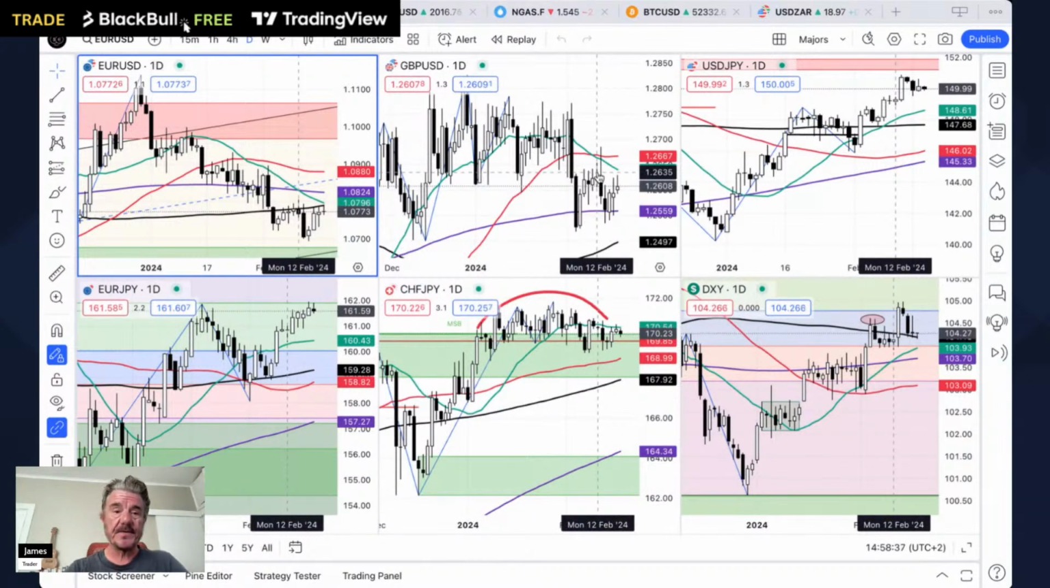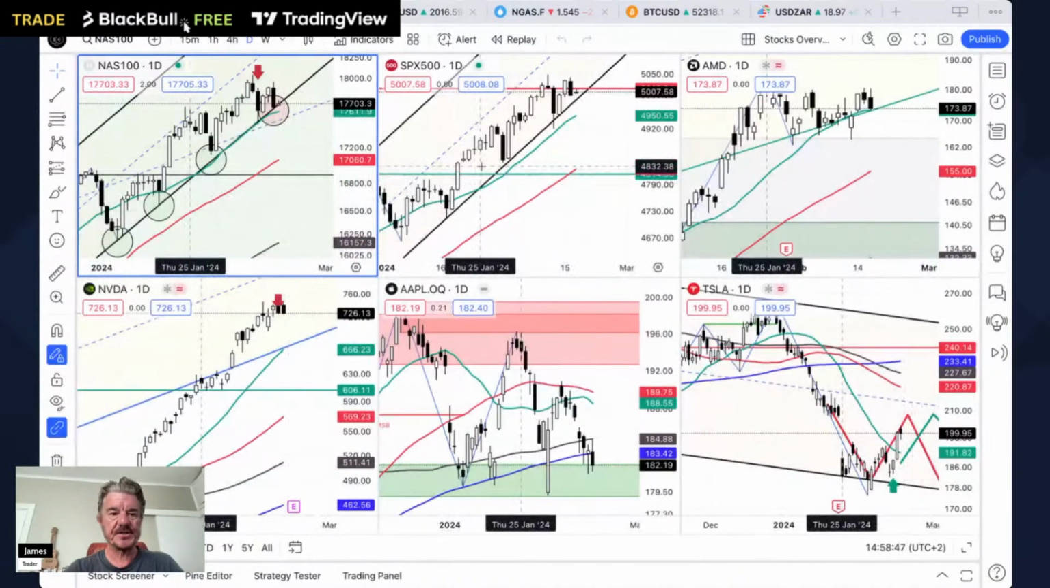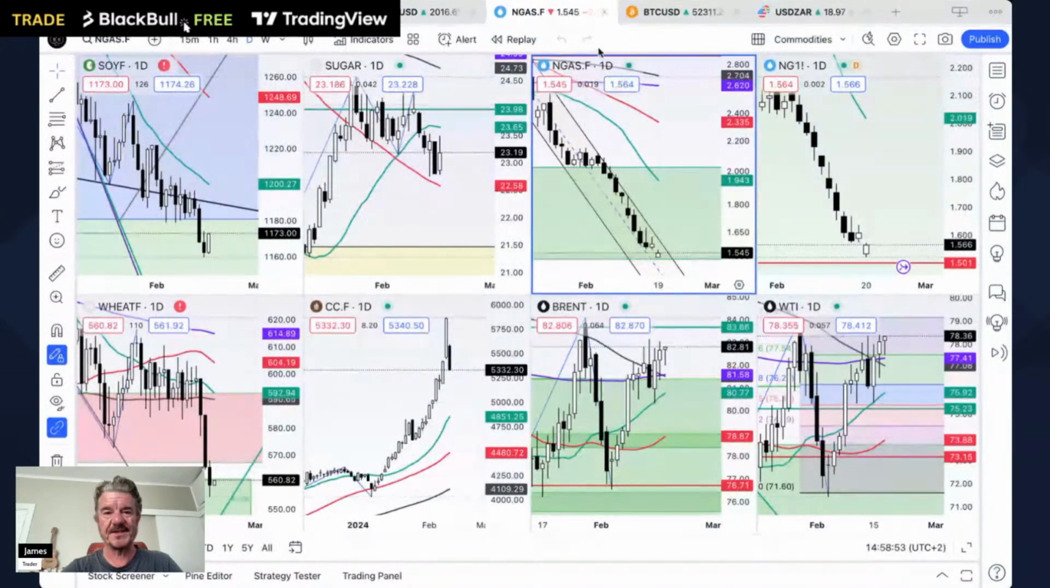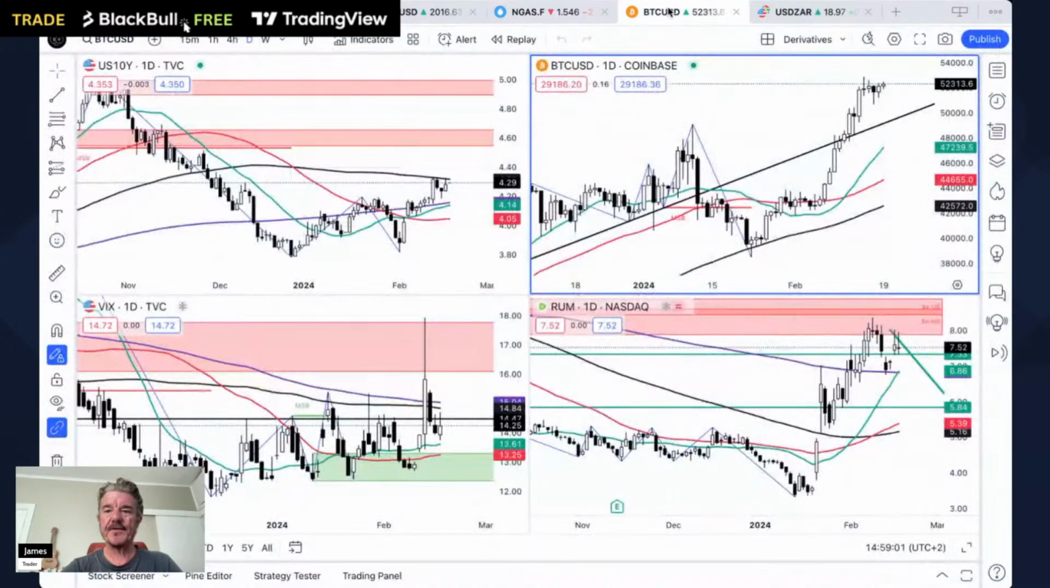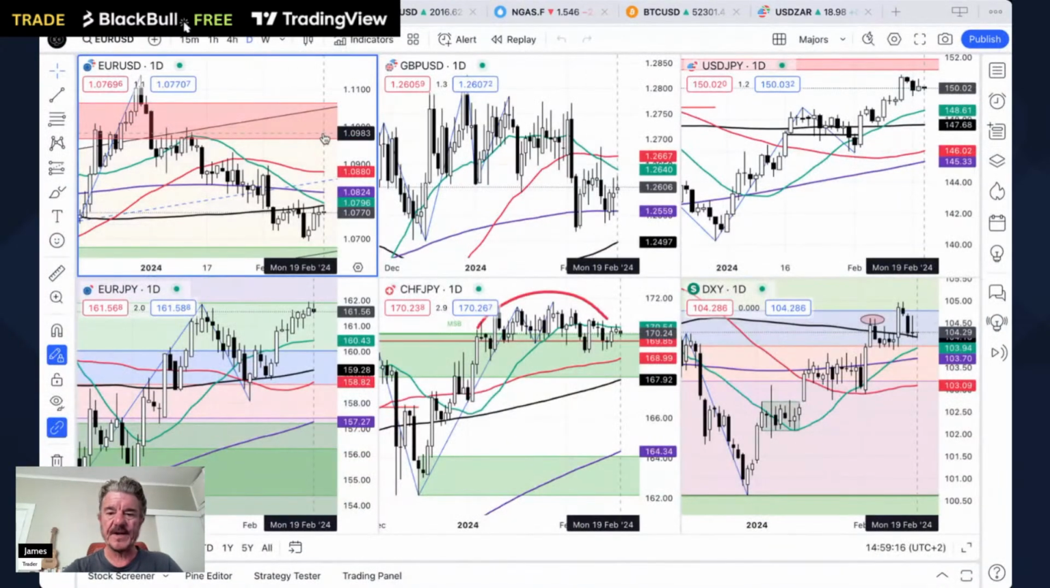So let's go across from the Forex majors, and we'll go from the euro. Let me just close that. We'll talk about the euro and the pound, etc., dollar yen against the majors, and then we're going to some of the stocks and stock indices, some of the names that I'm looking at. We'll look at some of the metals. We'll look at, of course, commodities, other commodities like natural gas and cocoa and oil and perhaps wheat and something like that. And we'll have a look at Bitcoin, the US 10-year, VIX. We've been trading all of these, not the 10-year, but we've been trading VIX and Bitcoin, and then Rumble. And then I've got a couple of other stragglers on here, the dollar South African rand and the pound South African rand. So let's start with the Forex majors.